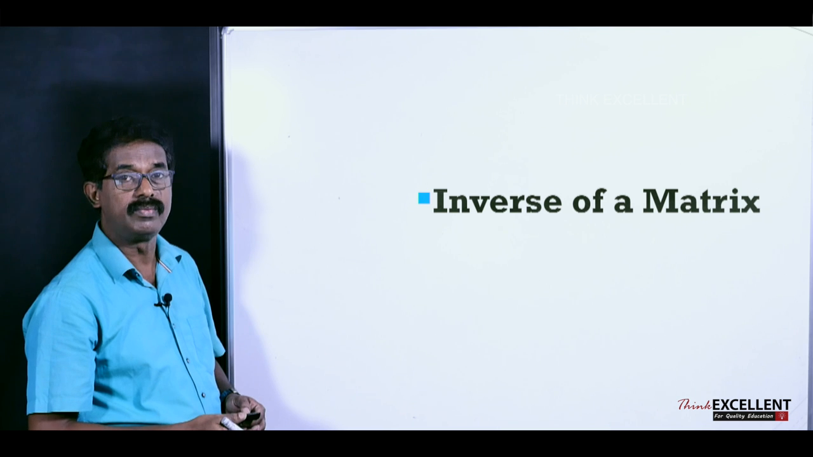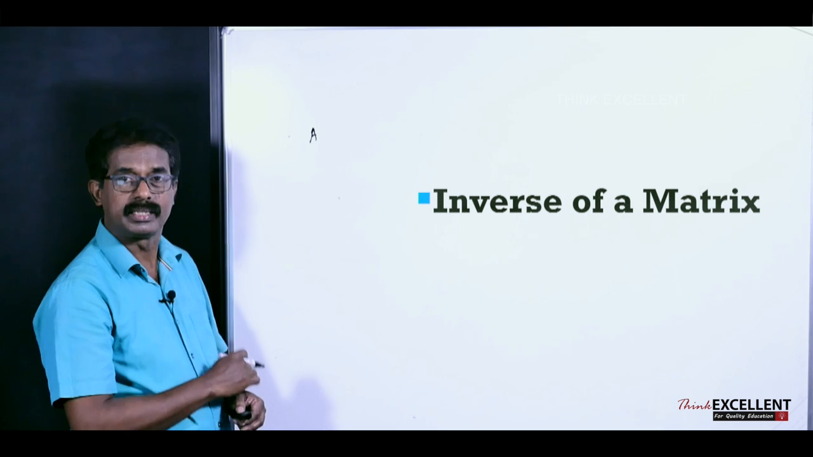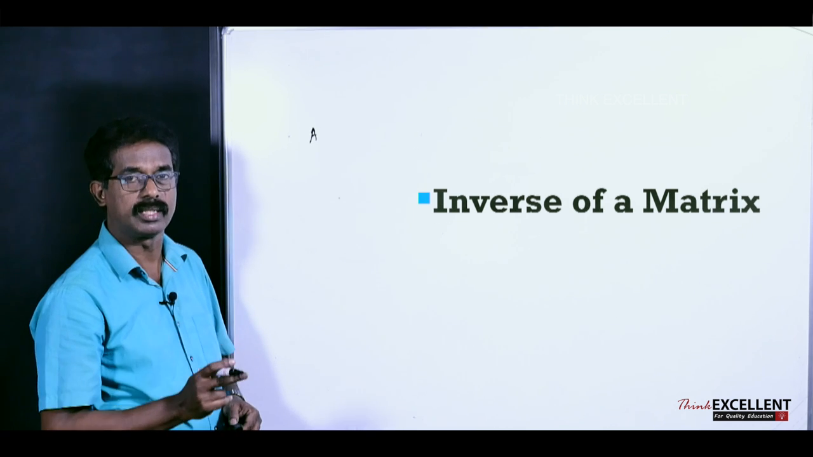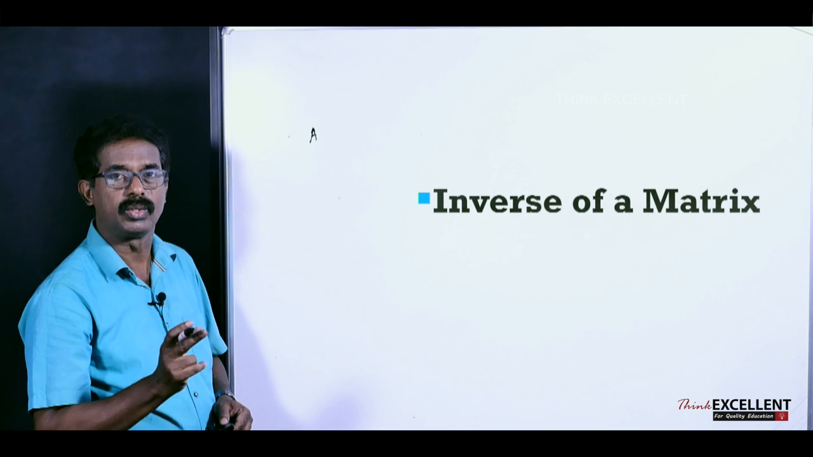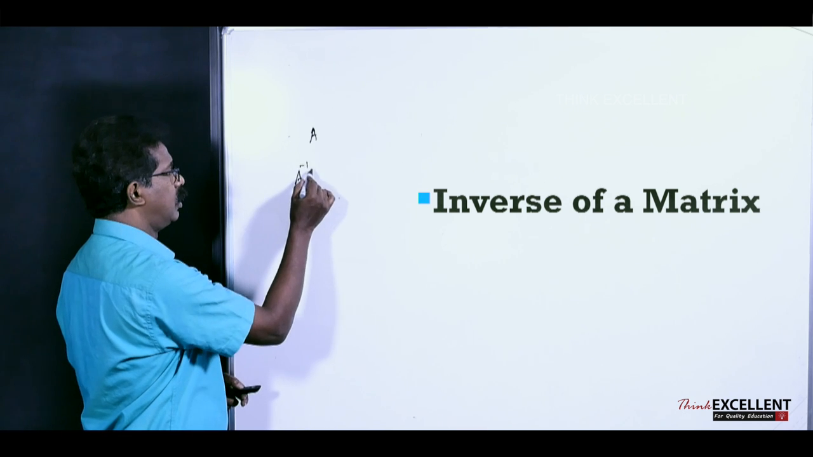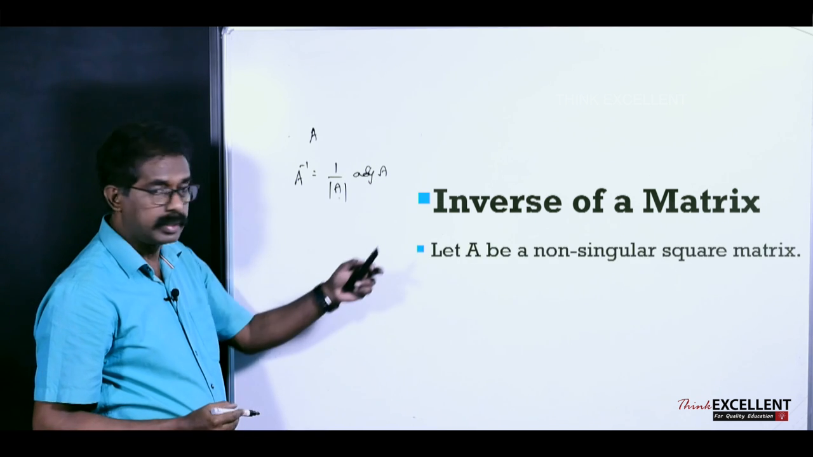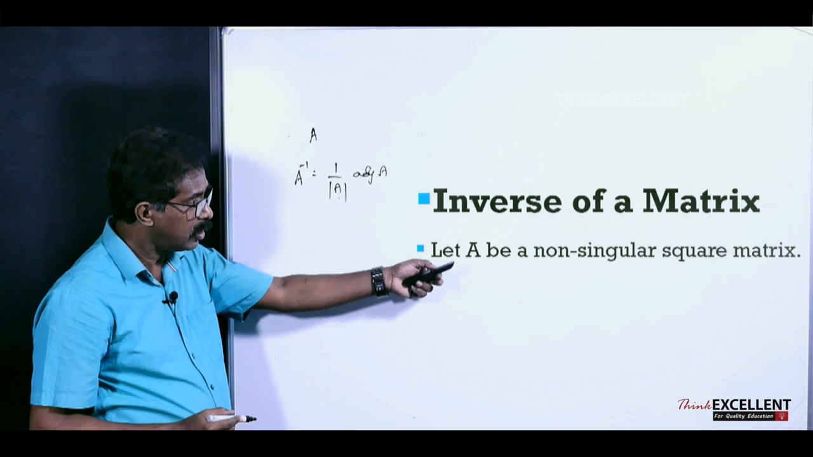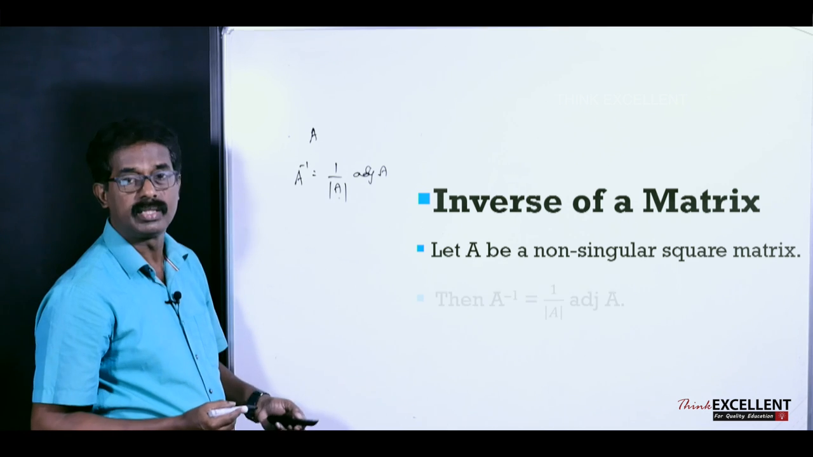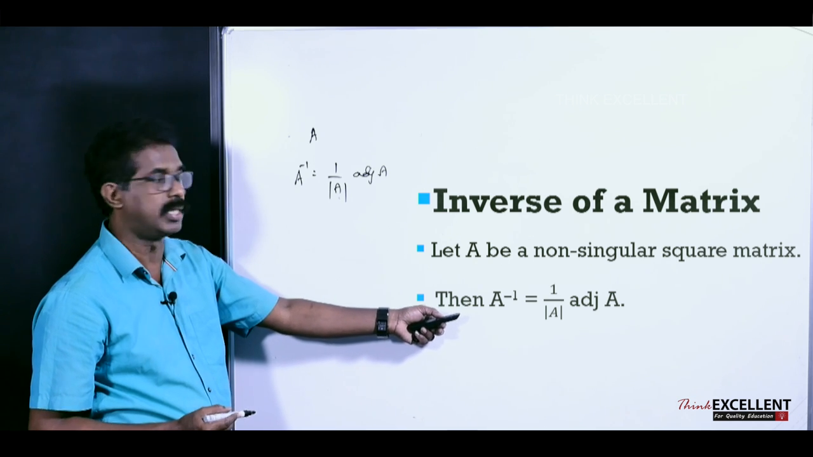Inverse of a matrix. Suppose A is a matrix. Not any matrix; there are conditions. A must be a square matrix and it must be non-singular. I already taught what is singular and non-singular. Singular means determinant A is 0; non-singular means determinant A is not equal to 0. Listen, this is very important. Let A be a non-singular square matrix. Then A inverse is equal to 1 by determinant A into adjoint A.